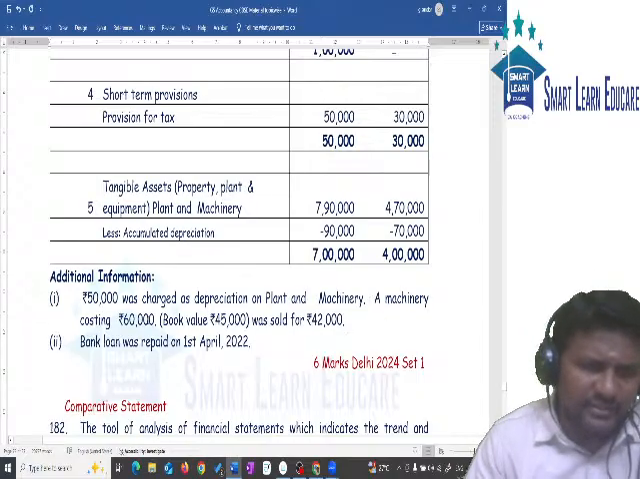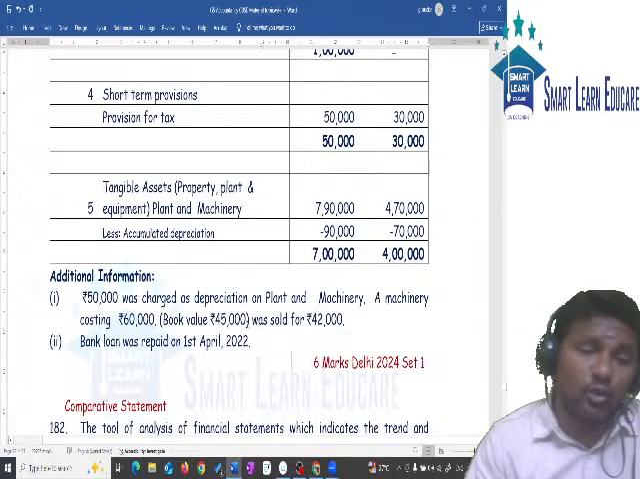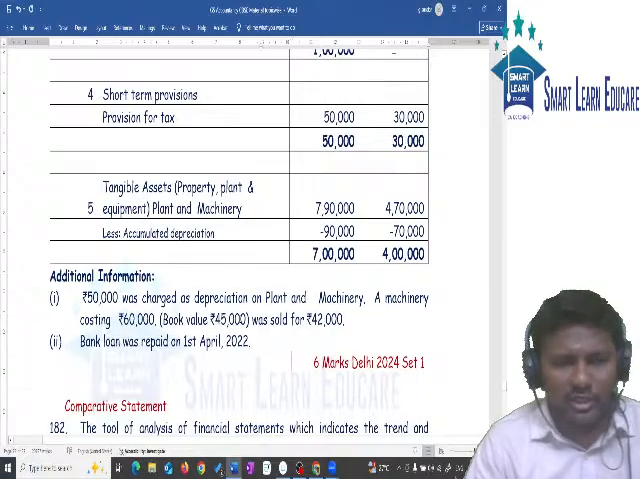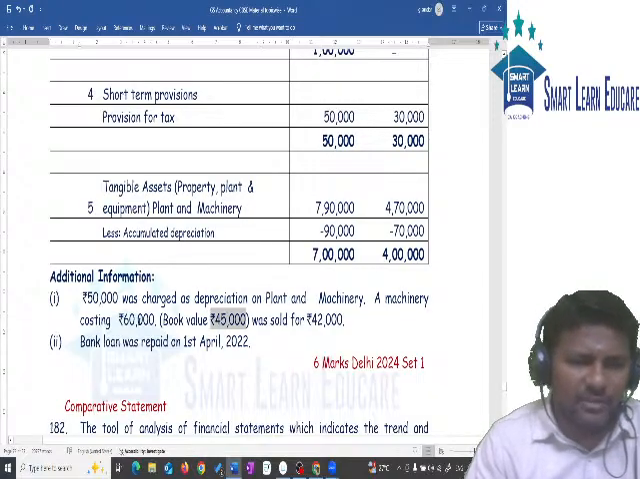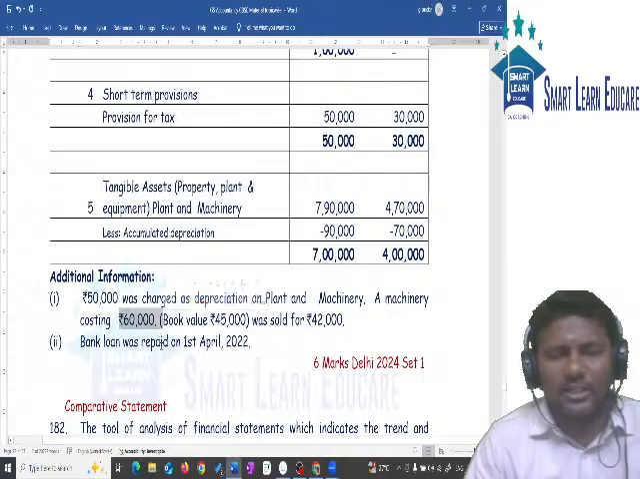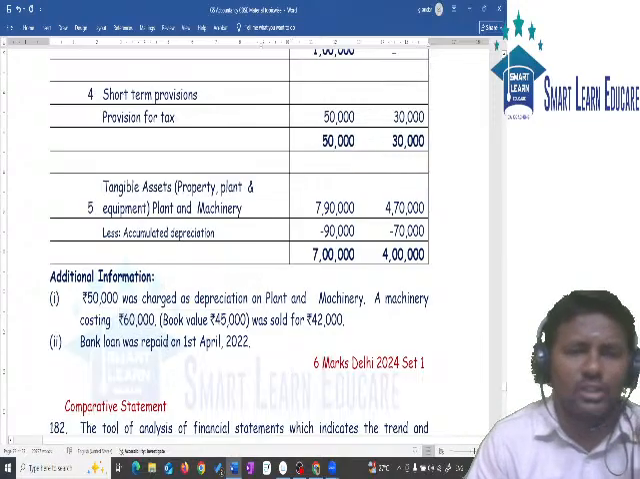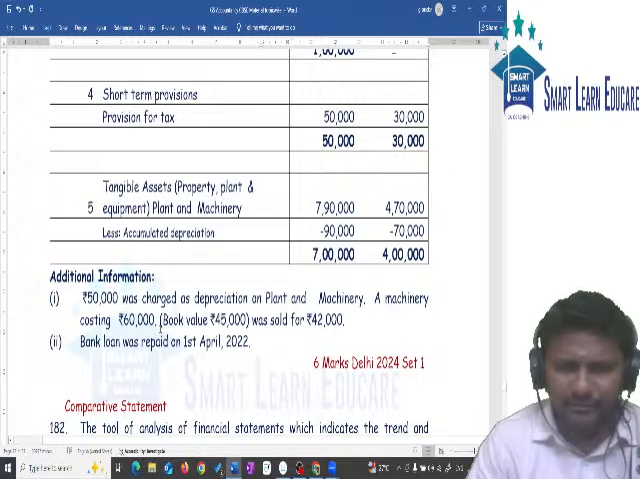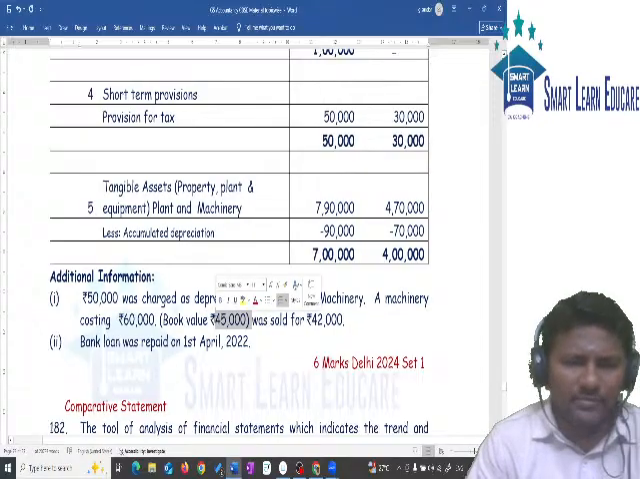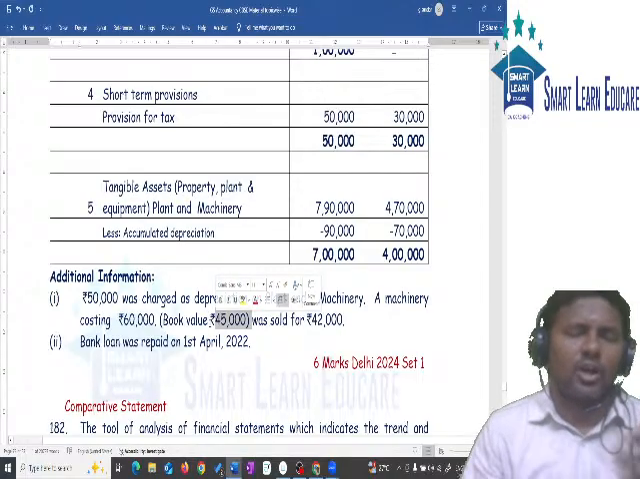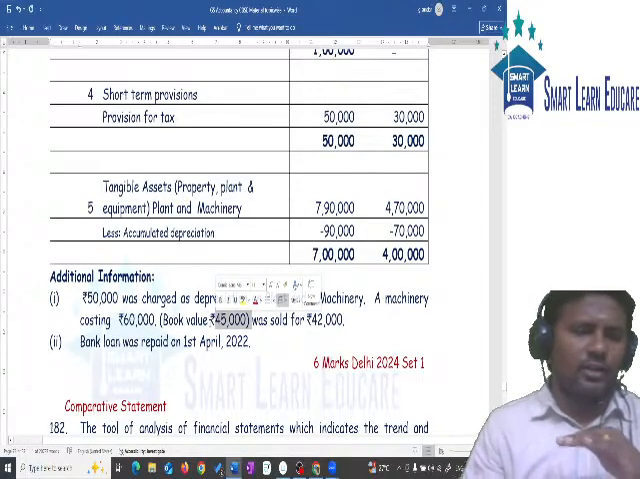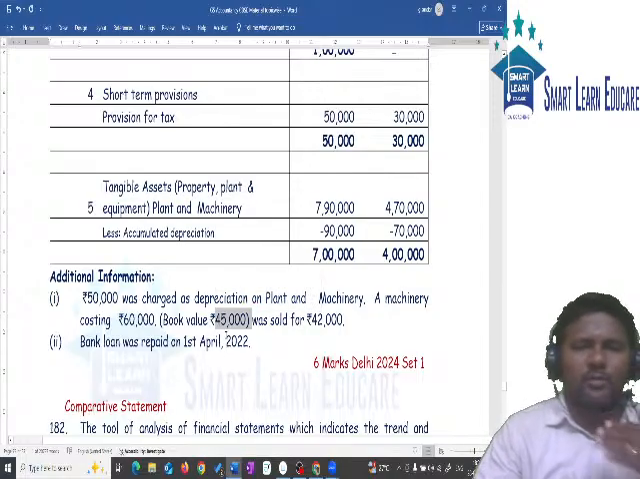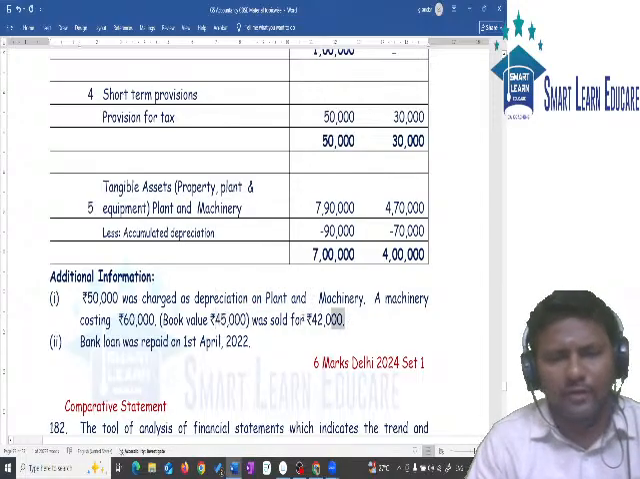Machinery's cost price is 60. Book value is given. In the last sum book value was not given; in this sum book value is given. It means what is the accumulated depreciation? 15,000 is the accumulated depreciation. I will repeat. Machinery cost 60, book value 45. How? What is book value? Cost minus accumulated depreciation will give you book value. Cost is 60, book value is how much? 45. Accumulated depreciation is 15,000. Sold for how much now?